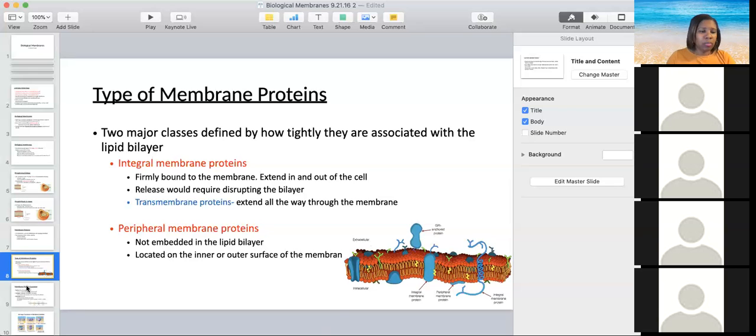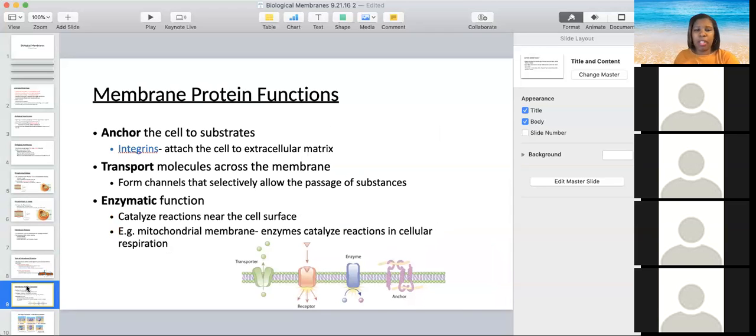Okay, let's keep going. Let's look at some of the functions of these membrane proteins. We talked about a few already. Some others are anchoring. These membrane proteins can function to anchor cells to other substrates. That's one way we get the interaction with the extracellular matrix. We talked about transport already. These membrane proteins can function to transport molecules across the membrane. They can do this in various ways. They can form channels or openings that selectively allow things to pass.